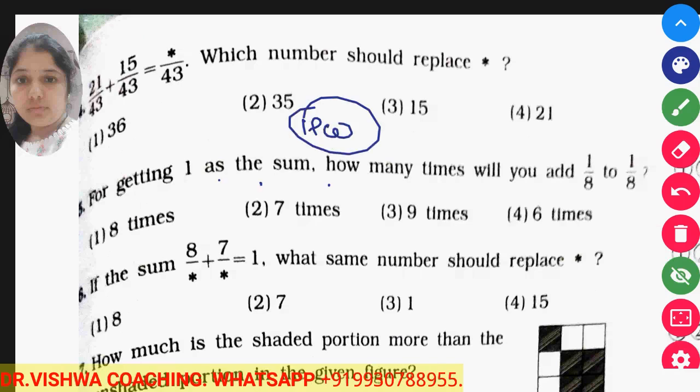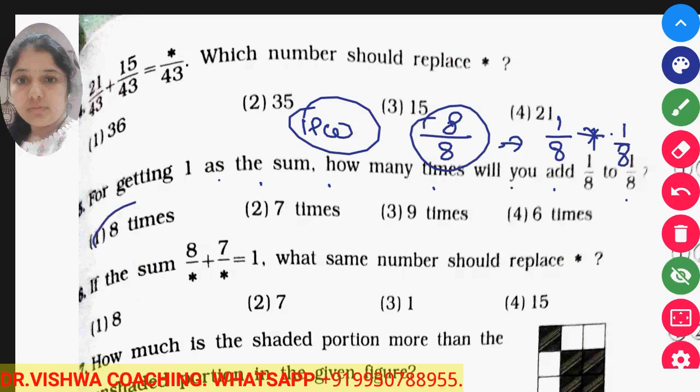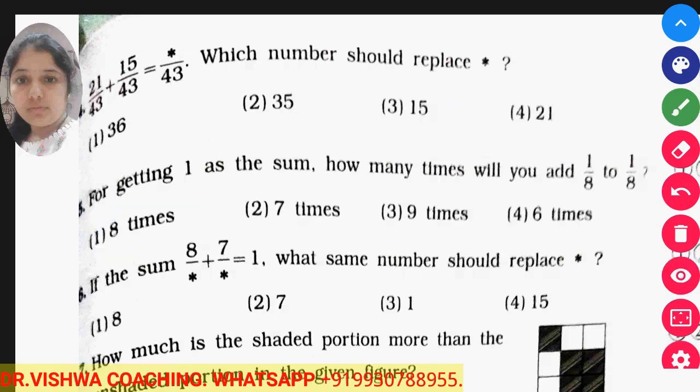For getting 1 as a sum, how many times will you add 1 upon 8 to 1 upon 8? Now see, getting 1 as a sum means we want 8 upon 8. And for 8 upon 8, we will add 1 upon 8 how many times? 8 times. So we will get the value as 1.